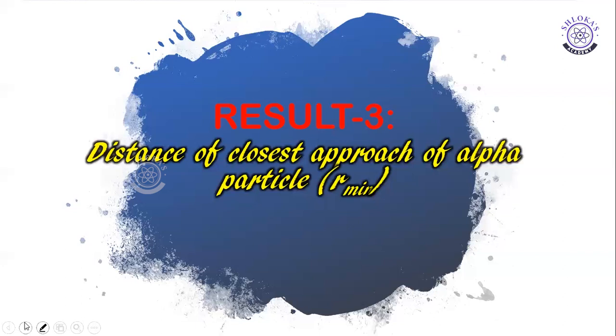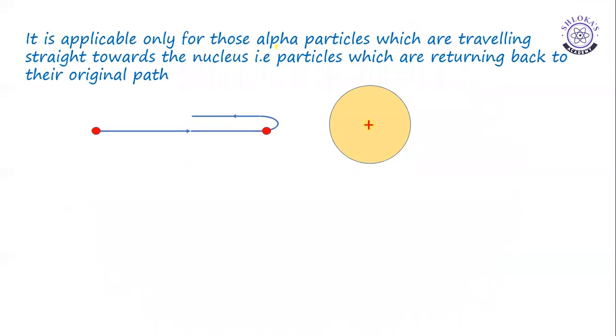It is not all, right? So what is this distance of closest approach? The distance of closest approach is applicable only for those alpha particles which are traveling straight towards the nucleus, that means the particles which are returning back on their original path, who are getting deflected at a 180 degree angle.